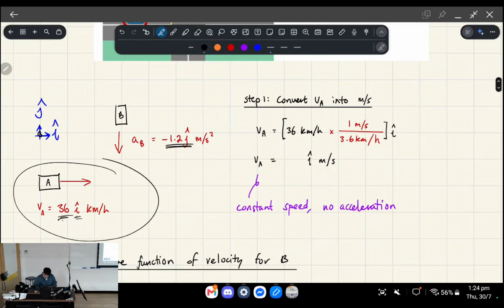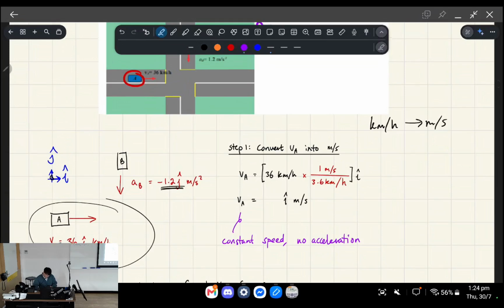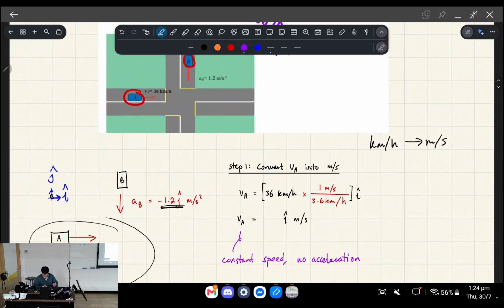Okay, so when we're converting from kilometers per hour to meters per second, remember that we need to do some stuff with kilometers and some stuff with the hours, right? If you want to convert hours to seconds, you need to go to minutes and then to seconds, so you have to multiply by 60 and multiply by 60.